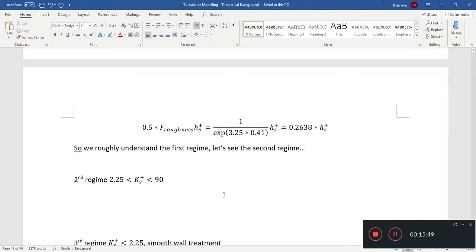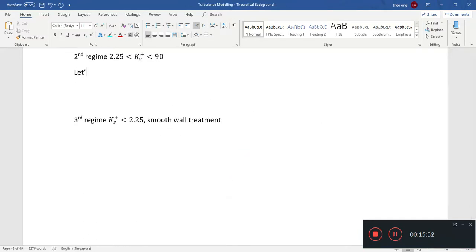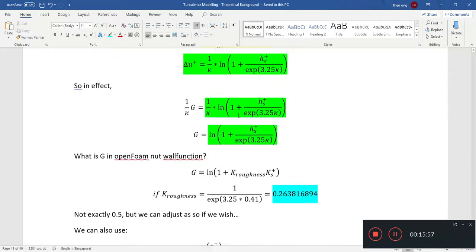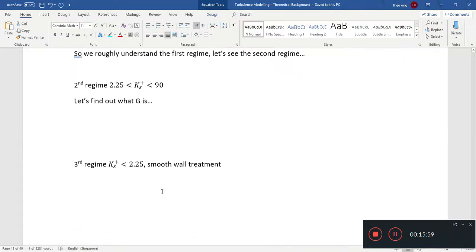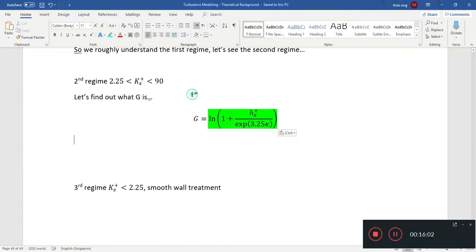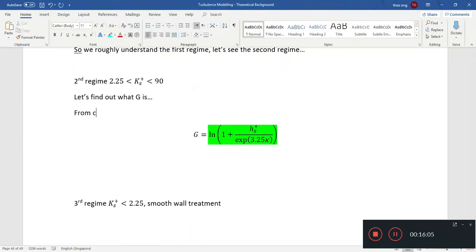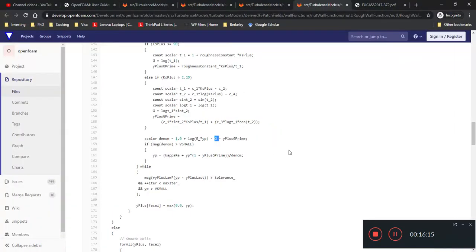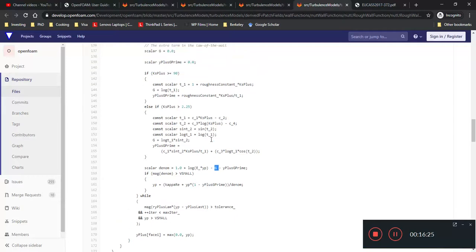So let's see the second regime. Let's find out what g is. This is important, because from comparison, g is supposed to be this much, where kappa equals 0.41. That's what g is, one of the variables for g. So we'll take a look at what g is over here.